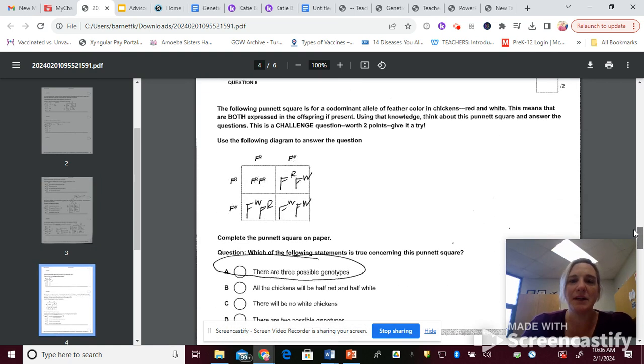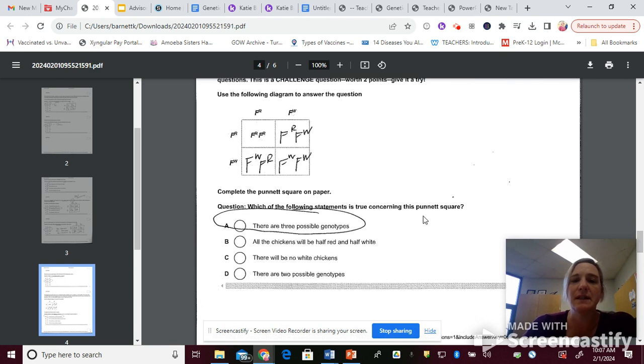This was a challenge question. Codominant means they're both expressed. It doesn't mean that one dominates. So you can have red chickens, you can have white chickens, you can have half red, half white. FR, FR, red chicken. FR, FW, half red, half white. FW, FR, half red, half white. FW, FW, all white. So completing that, you just do your crosses just like normal. You just have almost like an exponent here. It's a superscript.